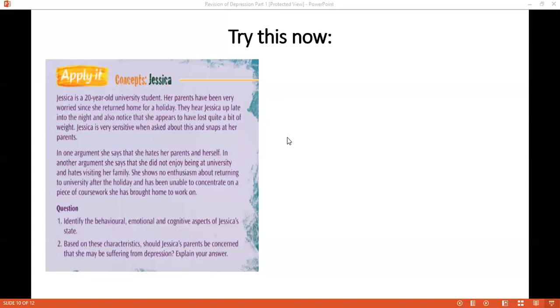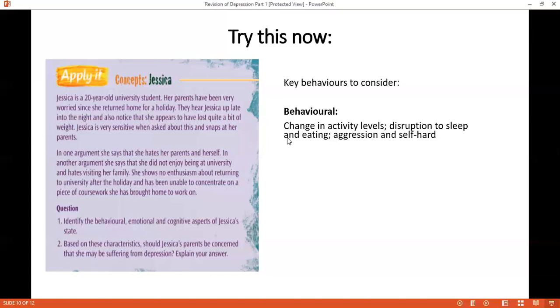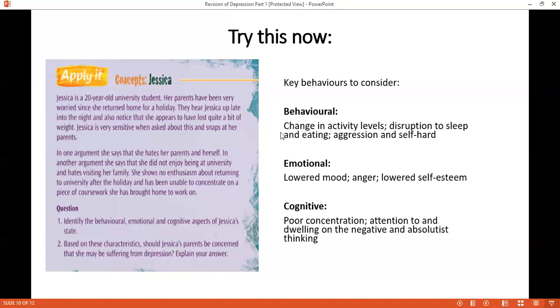Okay, I'm just going to add some more things onto the screen just to help you. These are the characteristics. So if you really struggled, have a look at those and see if you can add your answer. I'll just give you another half a minute.